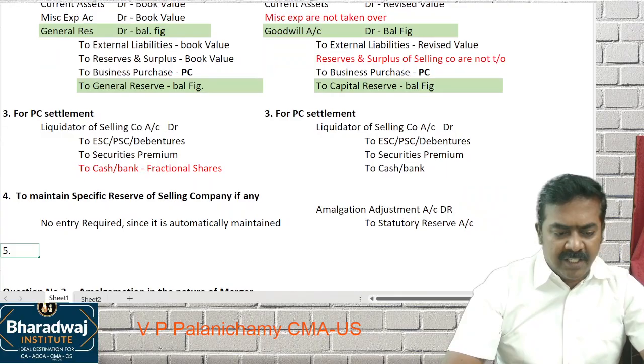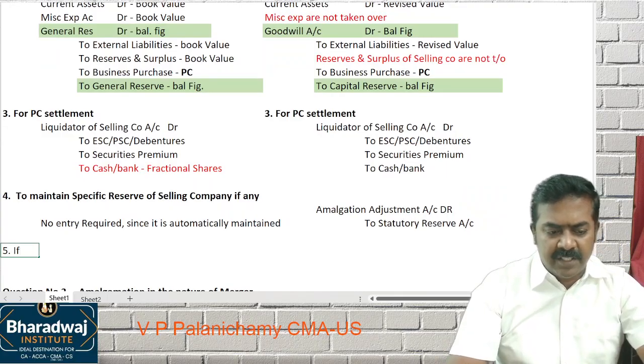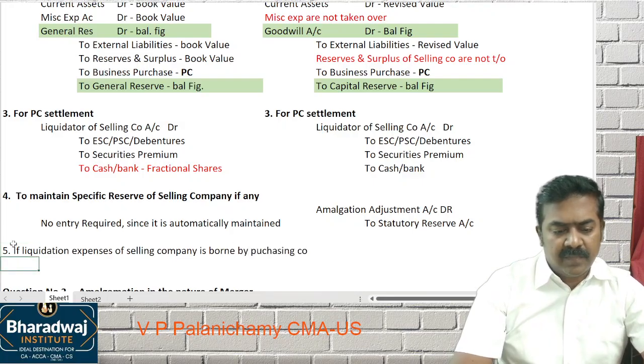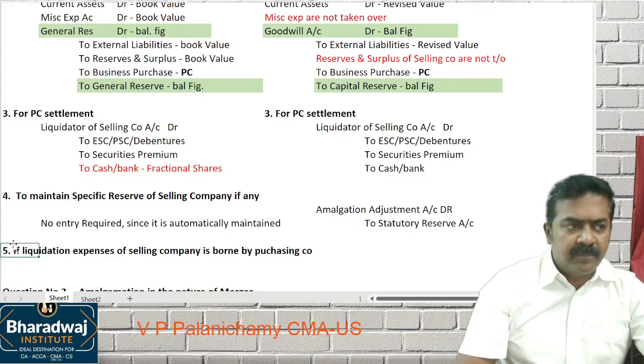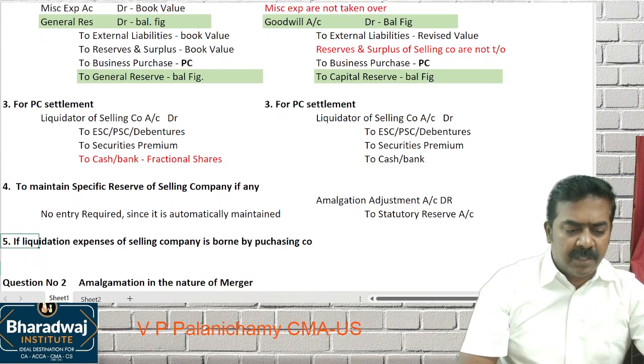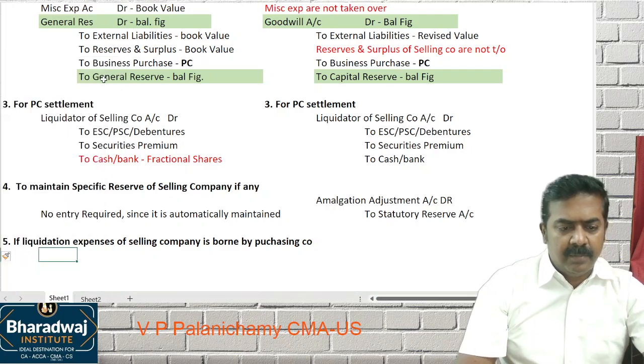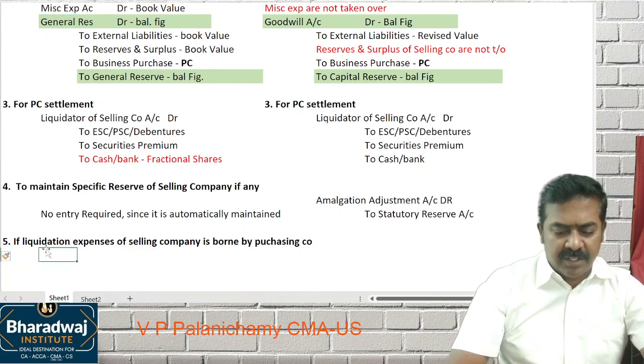Suppose the liquidation expense of the selling company is borne by the purchasing company. Liquidation expense of which company? Selling company, borne by which company? Purchasing company. Now what will you do? Simple. It will be adjusted with which account? General reserve account, debited to cash or bank.